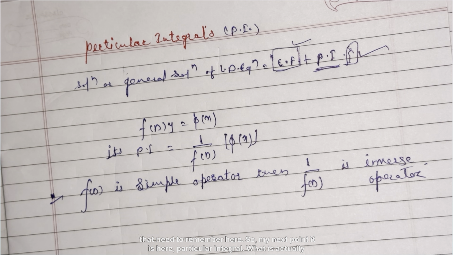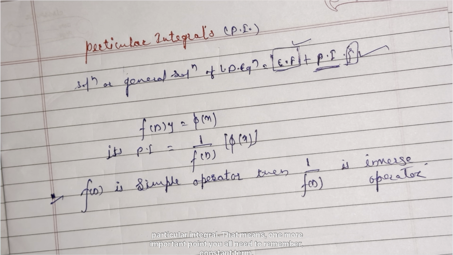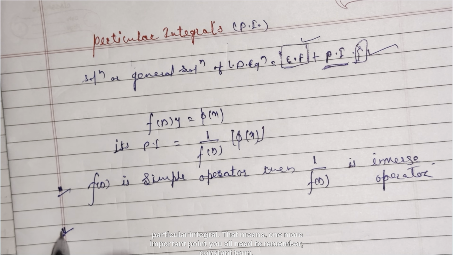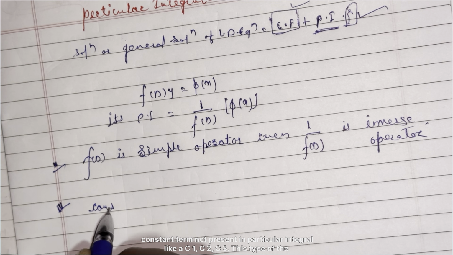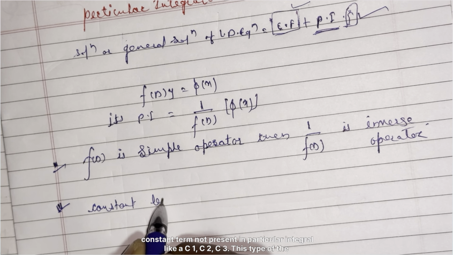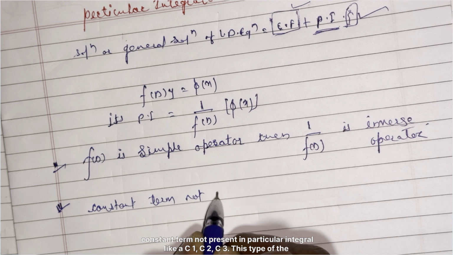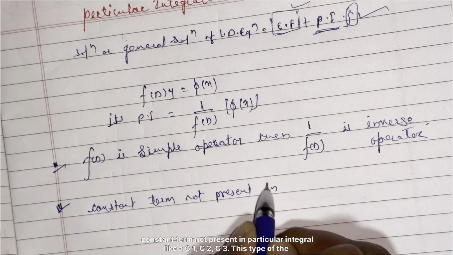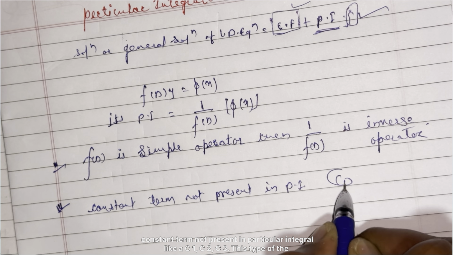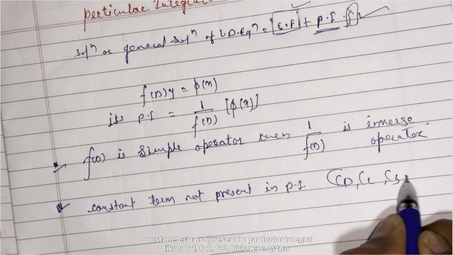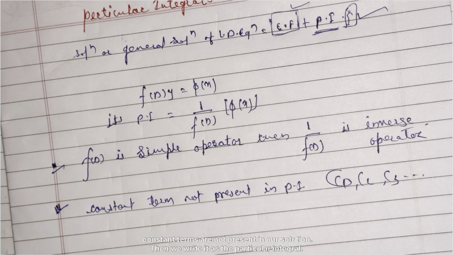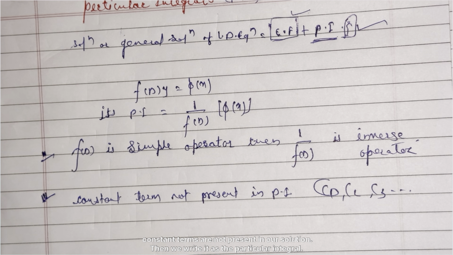My next point is about the particular integral. What is the meaning of particular integral? Whenever the constant terms are absent in our solution, like c1, c2, c3, then we write it as the particular integral. One more important point to remember: constant terms are not present in the particular integral.